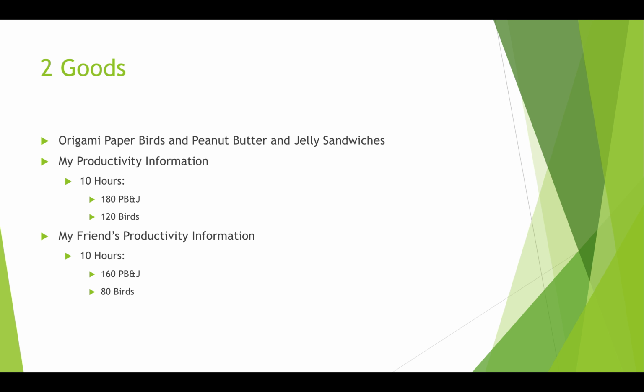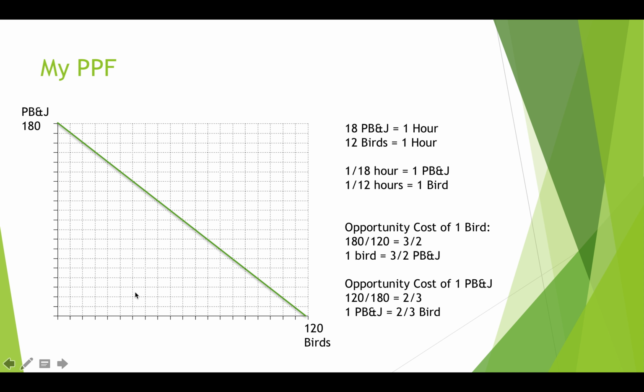However, I believe I can produce peanut butter and jelly sandwiches and my paper birds faster than my friend can in 10 hours. So roughly, I produce about 180 peanut butter and jelly sandwiches in 10 hours and 120 birds in 10 hours. My friend, on the other hand, produces only 160 peanut butter and jelly sandwiches and only 80 birds in 10 hours.